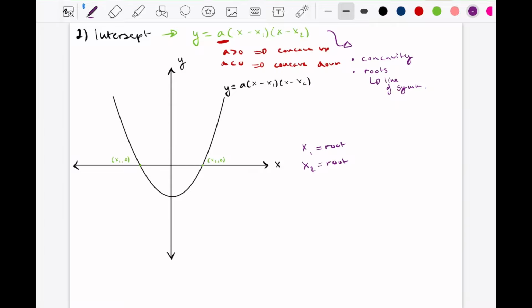From our roots, we can then determine the line of symmetry if we need to, and at the line of symmetry is where the vertex resides, so we could always find the vertex based on finding the line of symmetry, because the line of symmetry is, again, right in the middle of the roots.